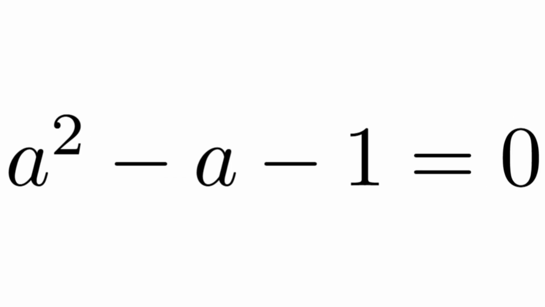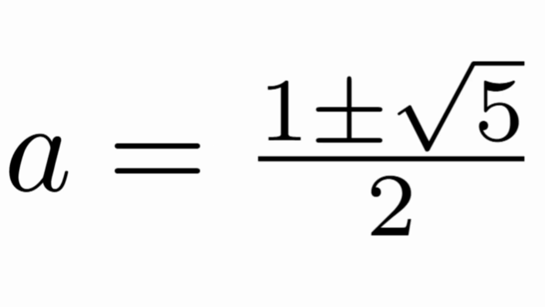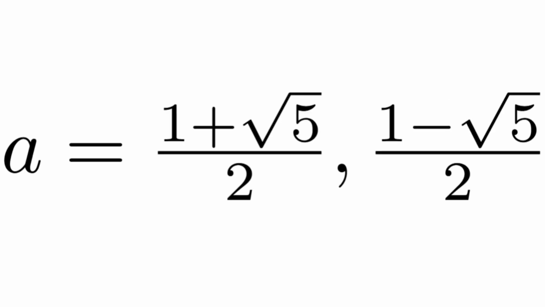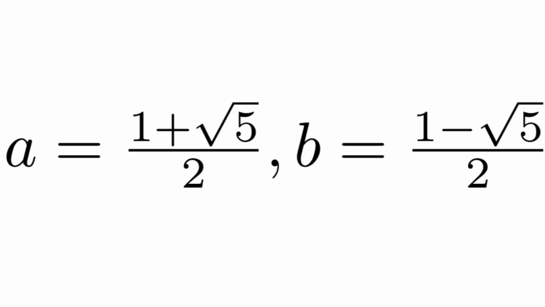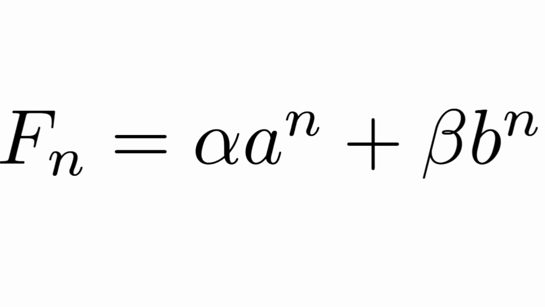We rearrange the equation into a squared minus a minus 1 equals 0, and then use the quadratic formula to get a equals 1 plus or minus the square root of 5, all divided by 2. But wait a minute, we have two values for a. Well, we can actually use both. We'll say a equals (1 plus the square root of 5) over 2, and b equals (1 minus the square root of 5) over 2. And now our Fibonacci function is alpha a to the n plus beta b to the n.